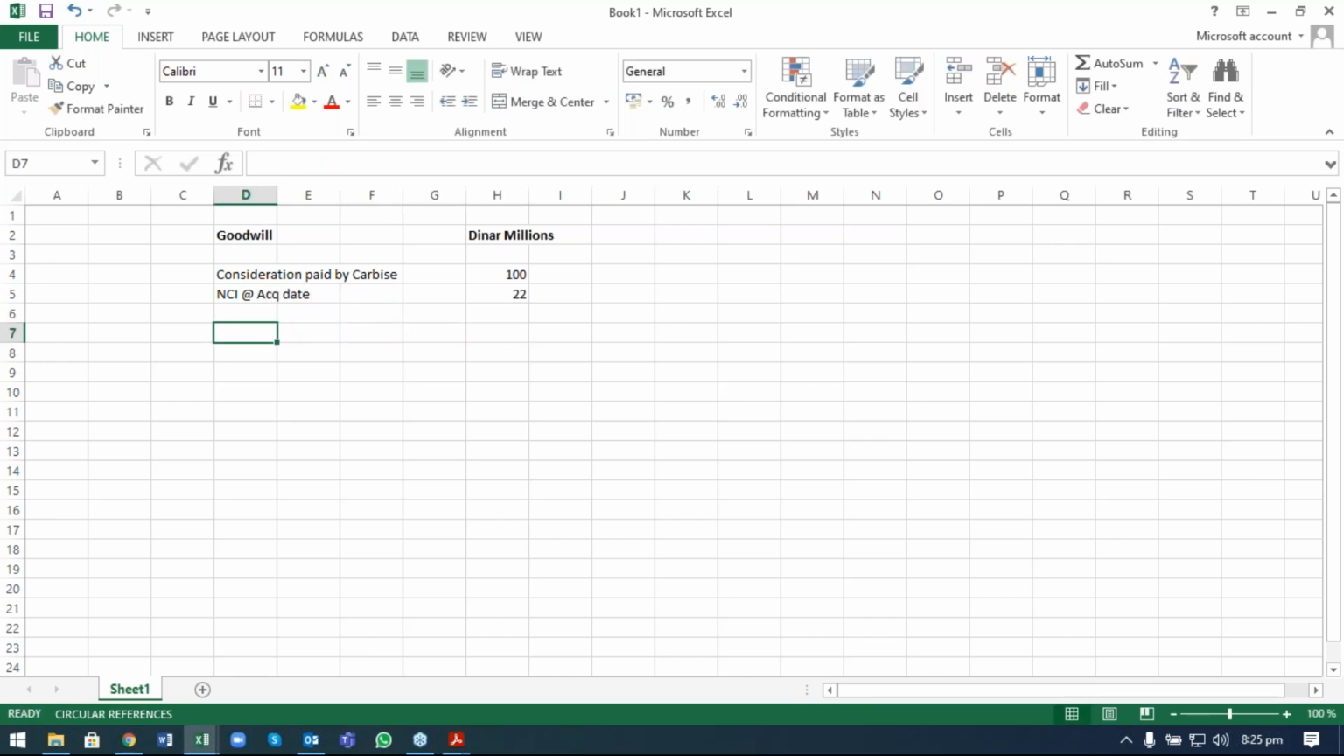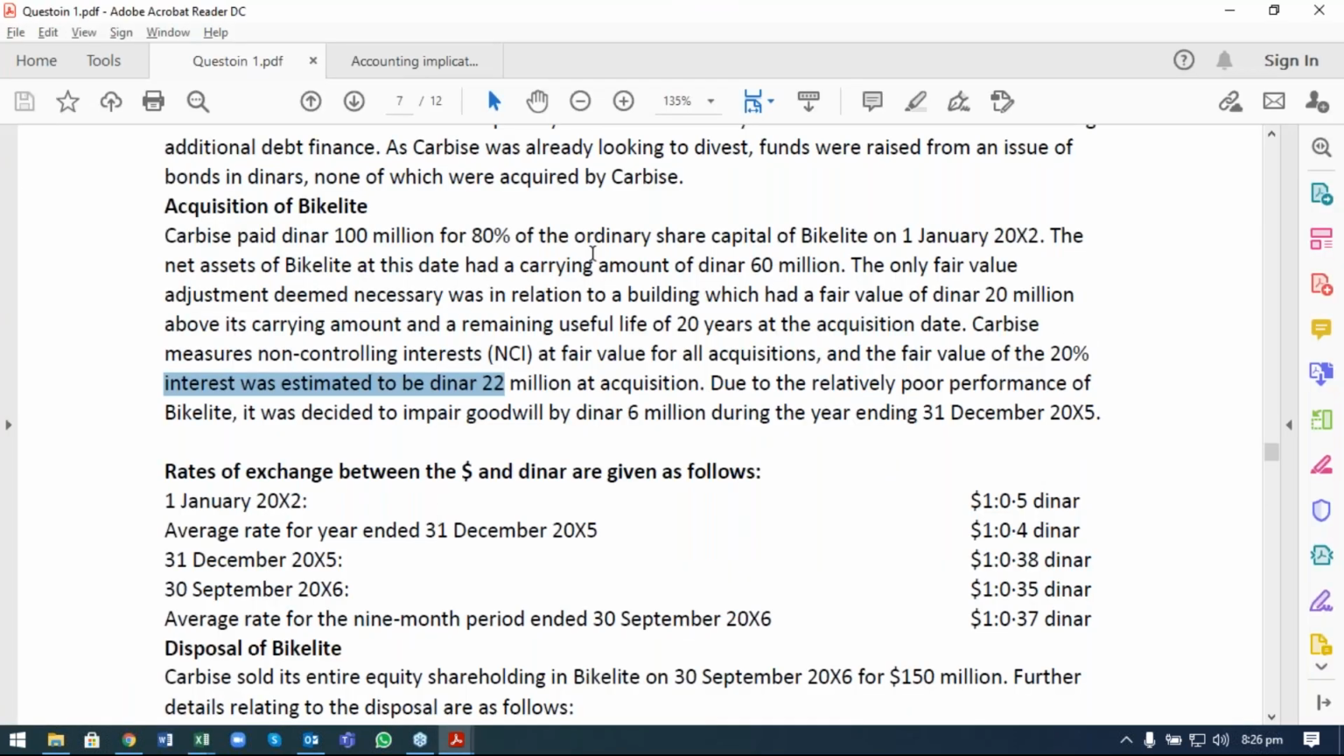So what was the total consideration for the whole subsidiary? Total consideration for the whole subsidiary equals this 122 million, right? Now you have to deduct the net assets of Bike-Lite at acquisition date. So what is the net assets value? The net assets at acquisition date have a carrying value of 60 million.